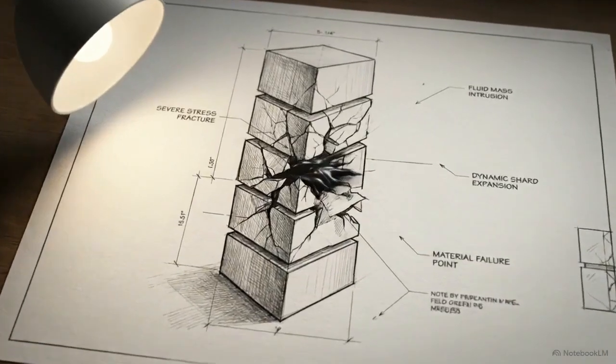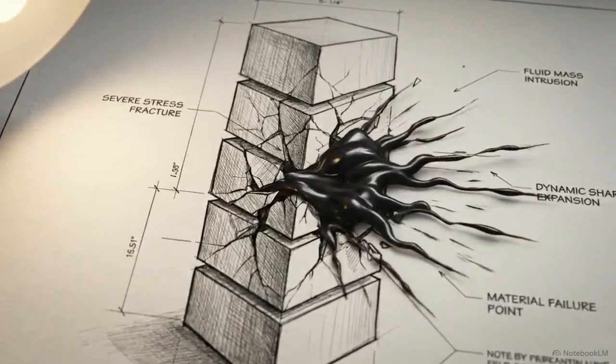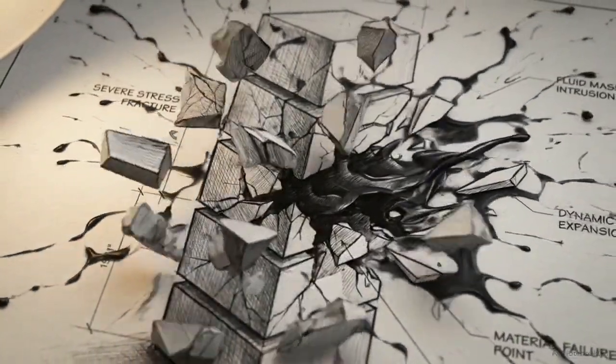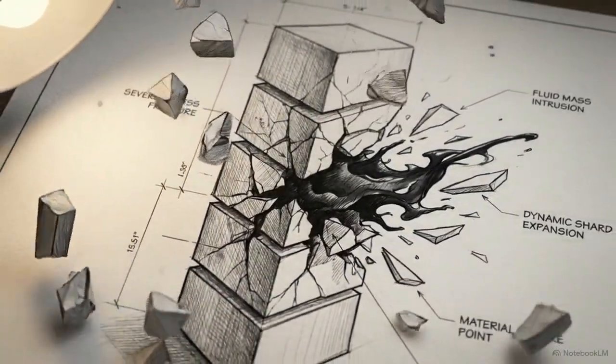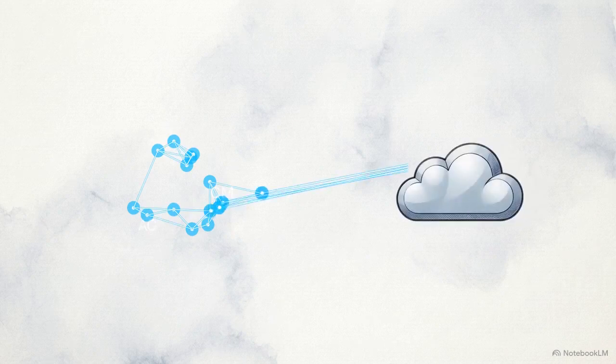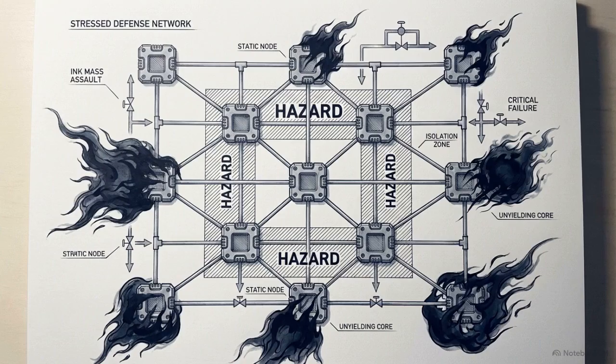A rigid, static defense simply shatters under pressure. Basic compliance checklists alone cannot stop a live, constantly adapting adversary. The Department of Defense requires strict adherence to Security Technical Implementation Guides, or STIGs. STIGs are mandatory hardening checklists that define how to secure systems connected to DoD networks. But relying on static checklists leaves an enterprise vulnerable to live adversaries.